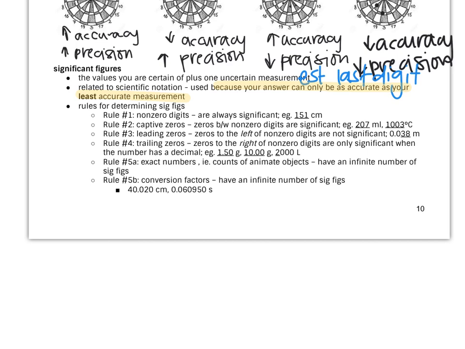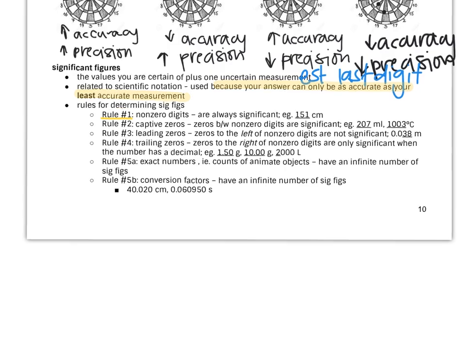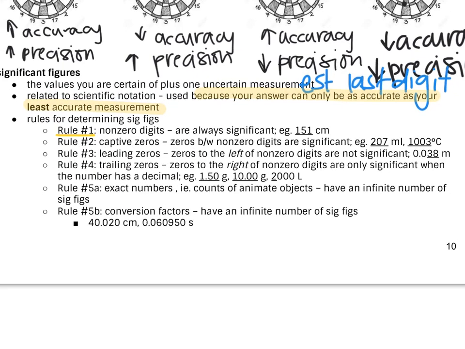So rule number 1, non-zero digits. Non-zero digits are always significant, okay? So for example here, let's say we measured something and it measured 151 centimeters. We know that all 3 of those digits are meaningful, so they're significant, all 3 of them. That answer would have 3 significant figures, okay?